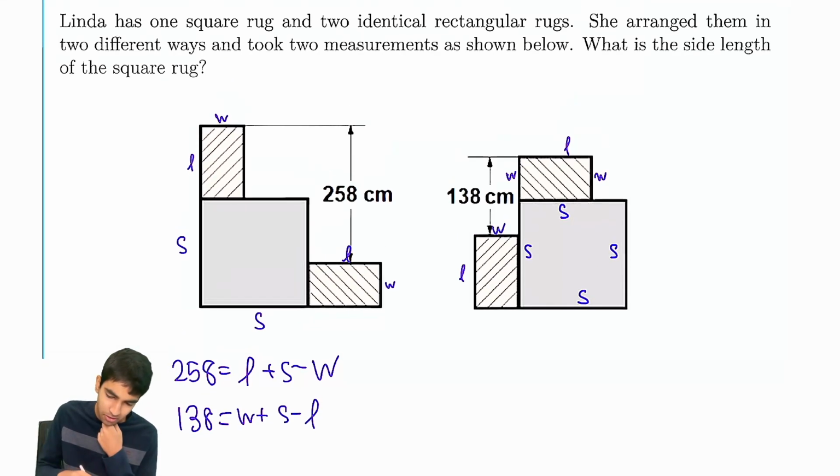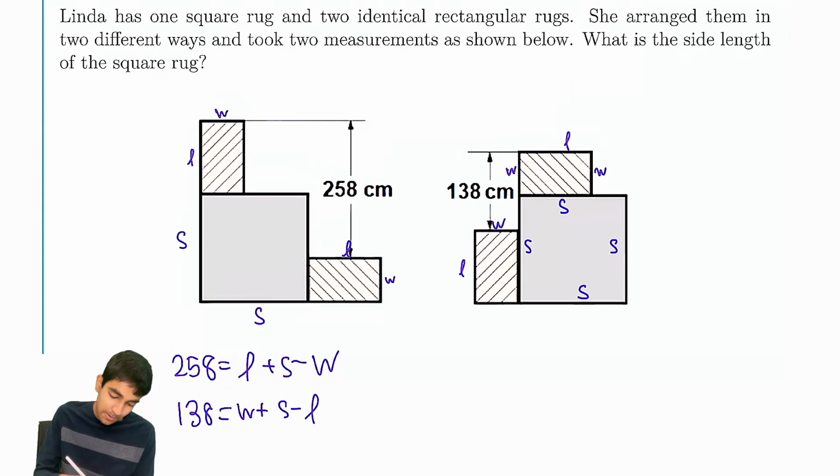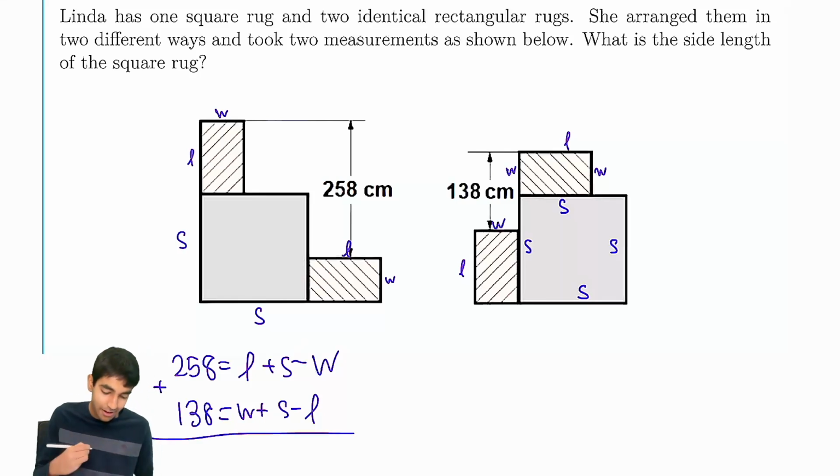Key thing is, we're not asked to solve for all 3 variables, just S. So is there any way we can maybe eliminate both L and W at once? A plus L here, a minus L here. A plus W here, a minus W here. So let's just add them together.